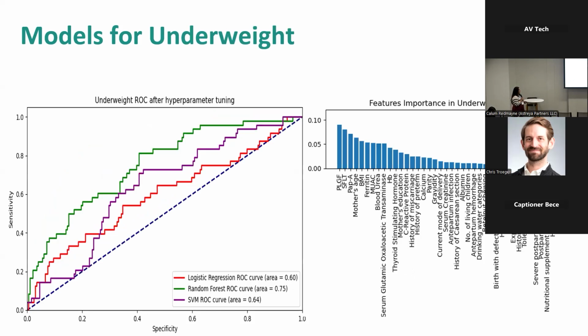And then again for underweight, we did the same exercise, and not surprisingly, the random forest model was also 75% accurate in determining this outcome at birth. Similar to the last one, we have soluble FLT, pregnancy-associated plasma protein A, and sFLT, PLGF as the top three important features in underweight at birth.